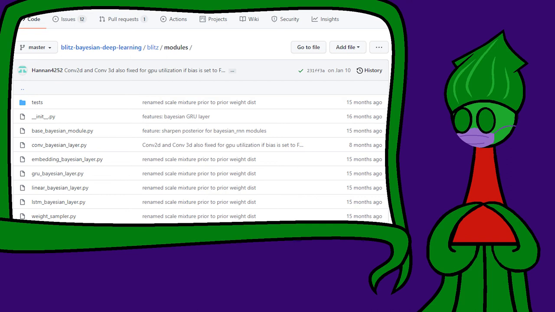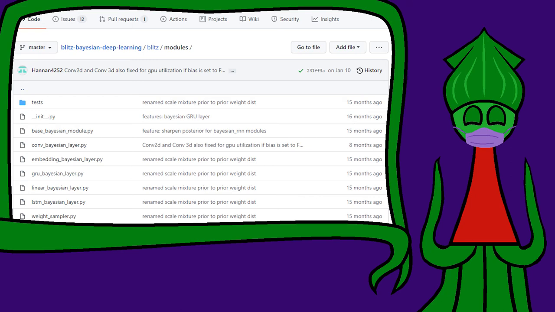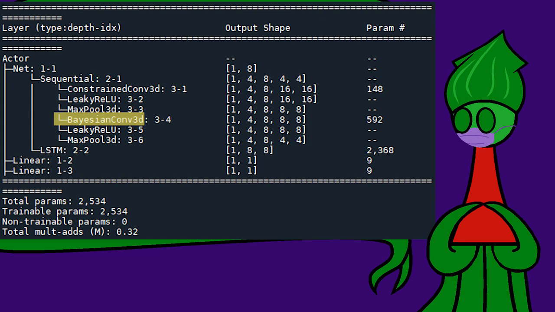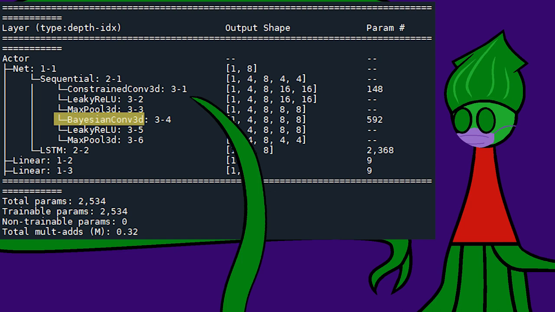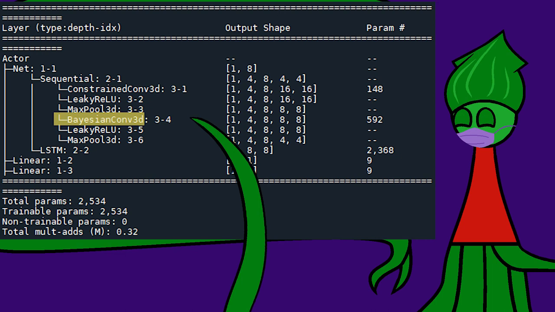Blitz offers Bayesian linear layers, Bayesian convolutional layers, and even Bayesian long short-term memory layers. I obviously tried implementing all I could at once, but then the policy took way too long to run. I ended up implementing just one Bayesian convolutional layer. So this part of the neural network is deterministic, but this layer has a curious imagination. So the rest of the neural network has an element of randomness.